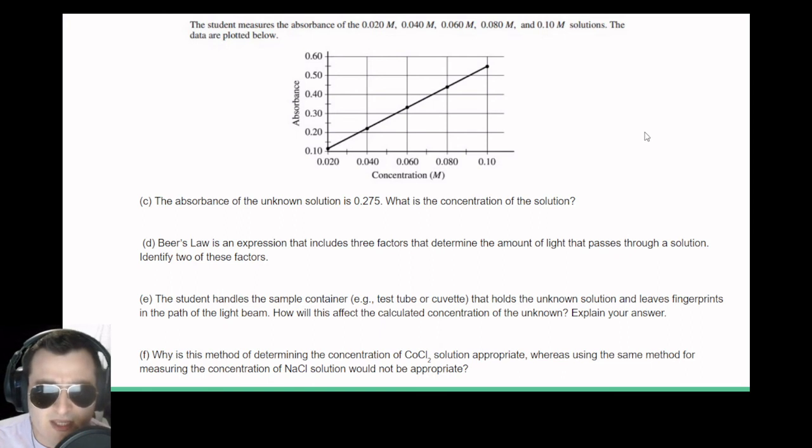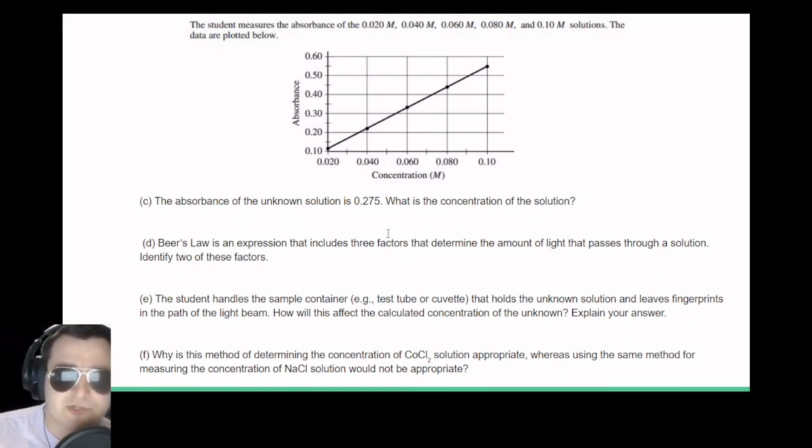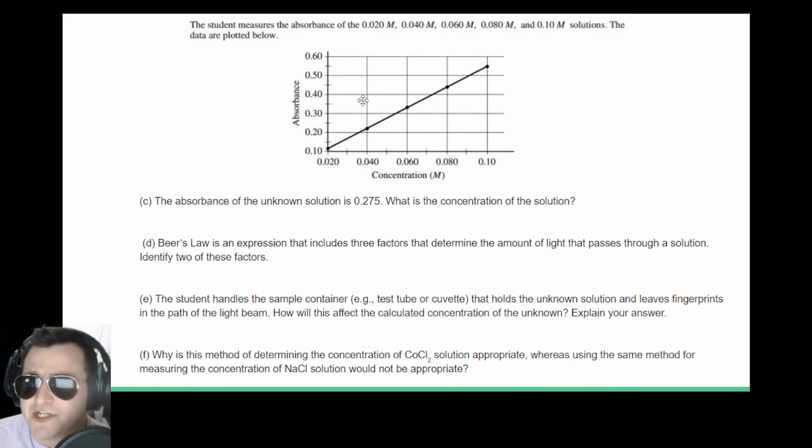Beer's Law is an expression that includes three factors that determine the amount of light that passes through a solution. Identify two of these factors. What's so strange about this is that this question came with this chart.